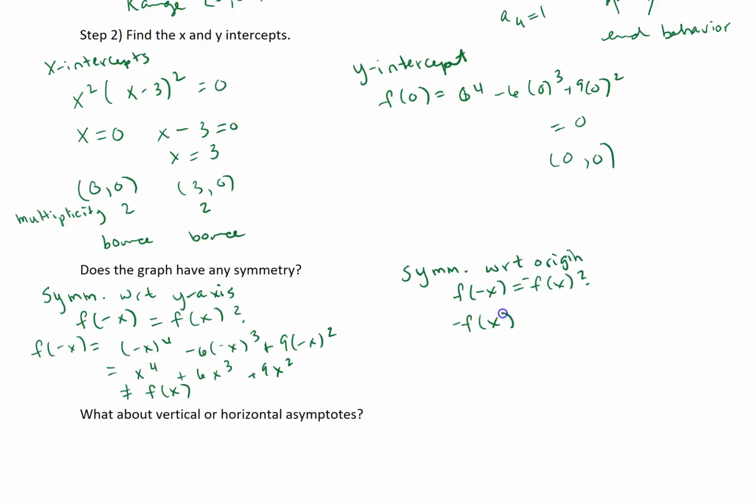Negative f of x would be negative x to the fourth plus 6x cubed minus 9x squared, which is not equal to f of negative x. So there's no symmetry here, and in this case there's actually no symmetry in this graph. And that can be just as useful as knowing if there is symmetry, because if your final graph looks like it has some symmetry, you probably did something wrong.